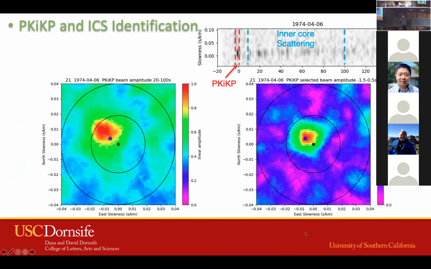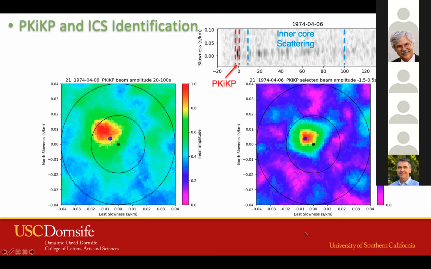After we apply the static correction to all the events, we do the 1D beamforming for the seismogram recorded by LASA for each event. We may get some energy around the PK small IKP arrival time, and we use a narrow time window and do the 2D beamforming within this time window, and we will get this figure.